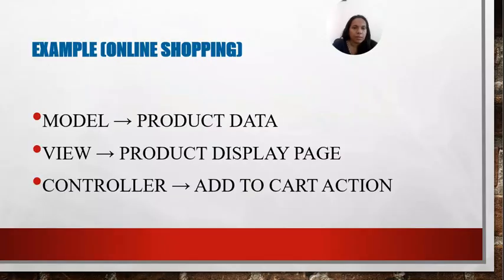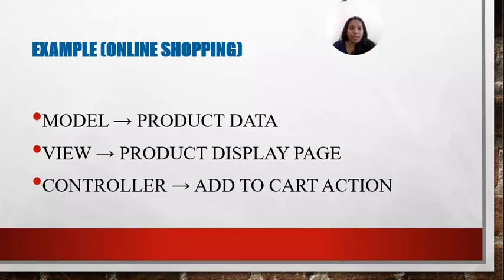One example is an online shopping website, which we use daily. The model is the product data. The view is the product displayed on the page. The controller is the action we perform, such as add to cart. This is one example of model view controller, showing how we split the whole application into three: model, view, and controller.